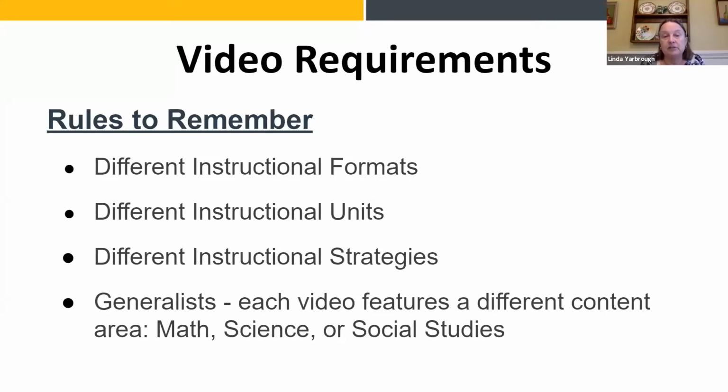Additionally, if you're an early childhood generalist or a middle childhood generalist, each video is going to focus on a different content area, and you'll choose from math, science, or social studies. So if your first video is math, then your second one would have to be science or social studies. Again, we've had candidates ask, why can't they do literacy if they're an early childhood or middle childhood generalist for component 3? And the answer is because literacy is the focus for component 2. So that only applies, once again, to our elementary generalists.